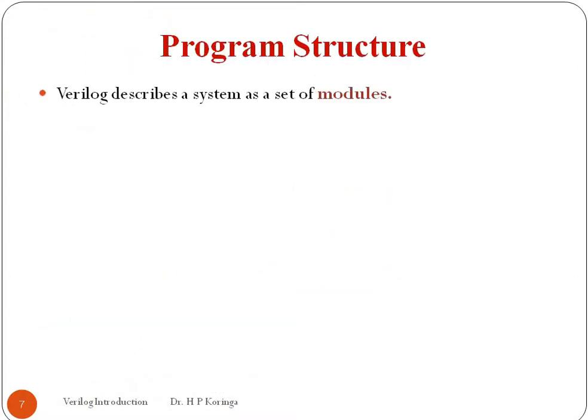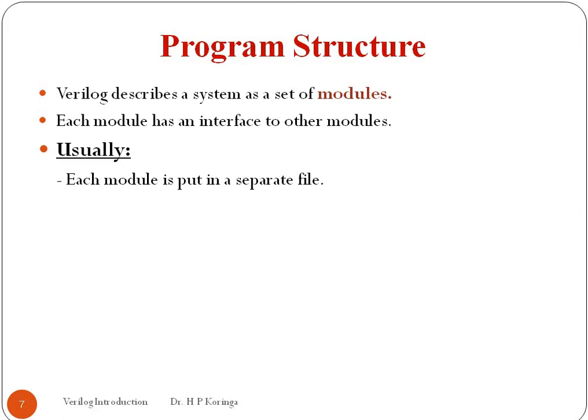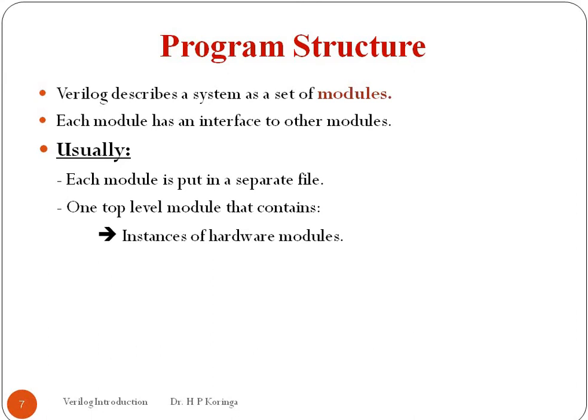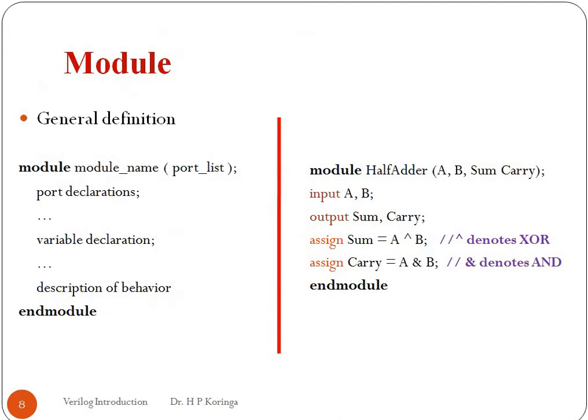Now let's see what the program structure of a Verilog is. Verilog describes a system as a set of modules. Each module has an interface to other modules. Usually each module is put in a separate file, and the top-level module contains an instance of the hardware module and test data. A module can be specified with 3 different architecture specifications: behavioral, structural, and data flow.